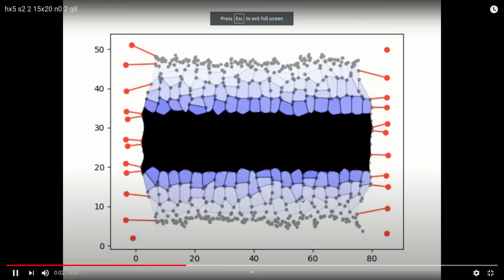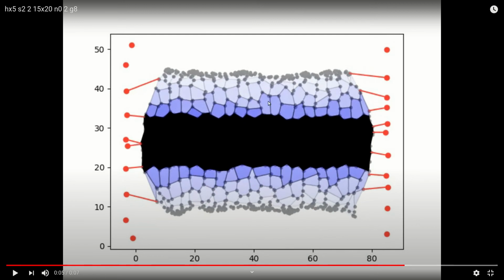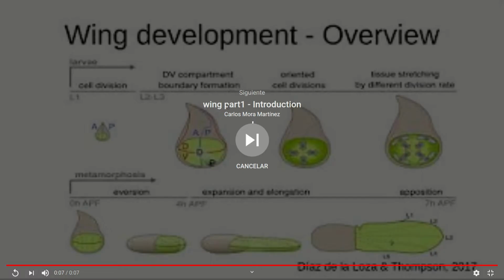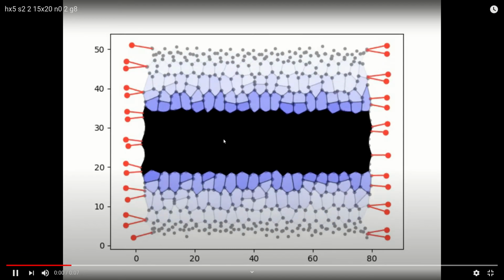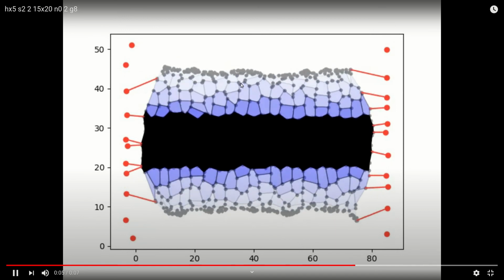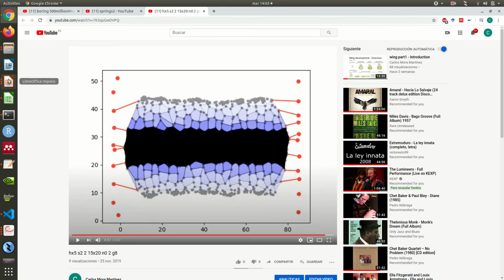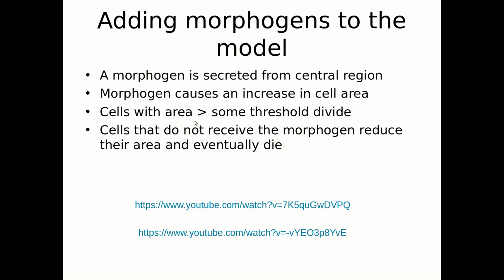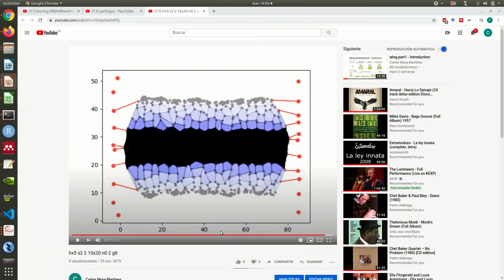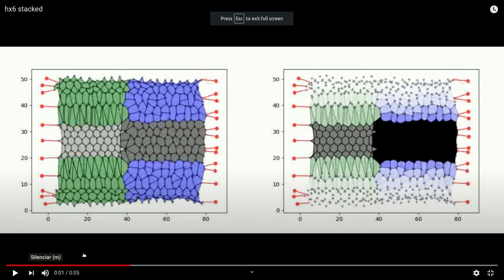Here the intensity is related to the concentration of the morphogen, and as you can see, cells in the center that receive more morphogen keep growing and dividing, whereas cells in the periphery get smaller and eventually die. And now this is a version of the same, but it's quite bizarre. So this is just to show some of the capabilities of the model.